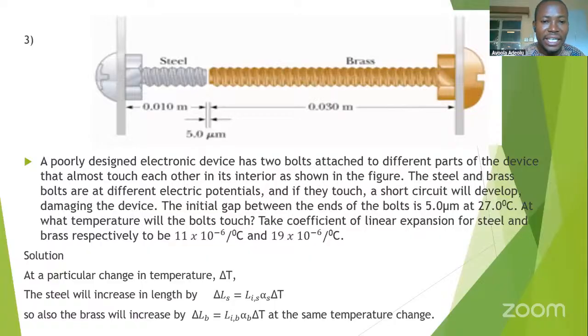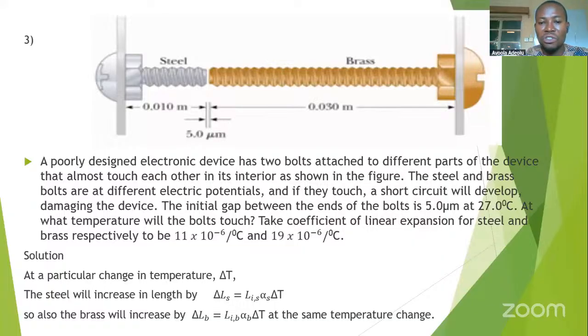A poorly designed electronic device has two bolts attached to different parts of the device that almost touch each other in a stereo, as shown in the figure. The steel and brass bolts are at different electric potential, and if they touch, a short circuit will develop, damaging the device. The initial gap between the ends of the bolts is 5.0 micrometers at 27 degrees Celsius. At what temperature will the bolts touch?